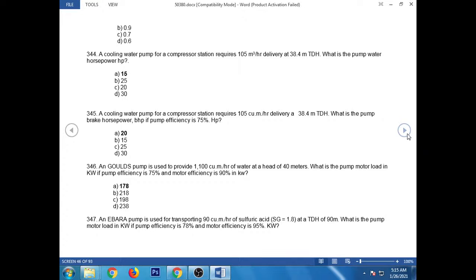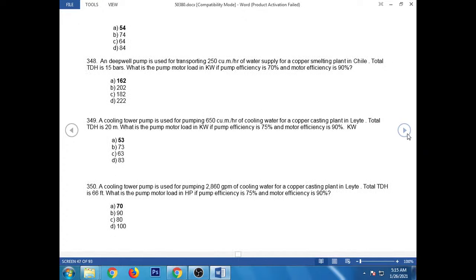An Ebara pump is used for transporting 90 cubic meters per hour of sulfuric acid, SG equals 1.8, at a TDH of 90 meters. What is the pump motor load in kilowatts if pump efficiency is 78% and motor efficiency is 95%? Answer: 54.